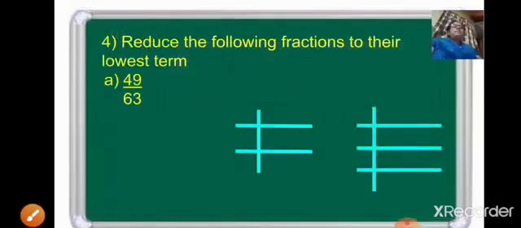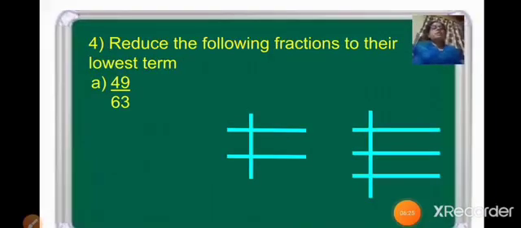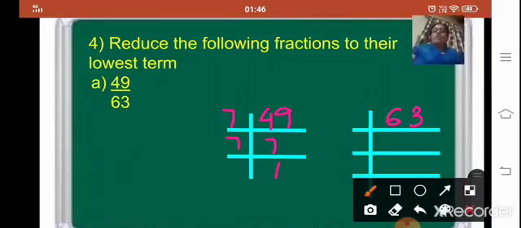Coming to the next sum. Reduce the following fractions to their lowest term. Now to reduce the following fractions to their lowest term, what we will do first is, we'll find the prime factors of 49 and 63. So you write it here as 49 and then 63. So 7 sevens are 49, 7 ones are 7. You all know how to find the prime factors, correct, which we have already learned.